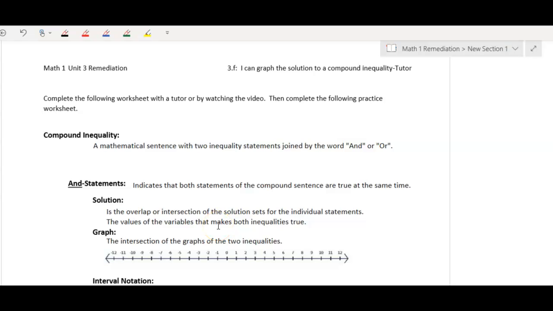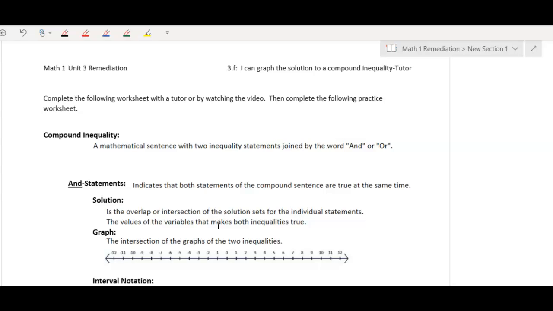Math 1, this lesson's on 3.f, which is I can graph the solution to a compound inequality. Compound inequalities are extremely important for semester 2 when we get to domain and range. So understanding, one, how to graph them, but even more important, the interval notation is critical. So what is a compound inequality?